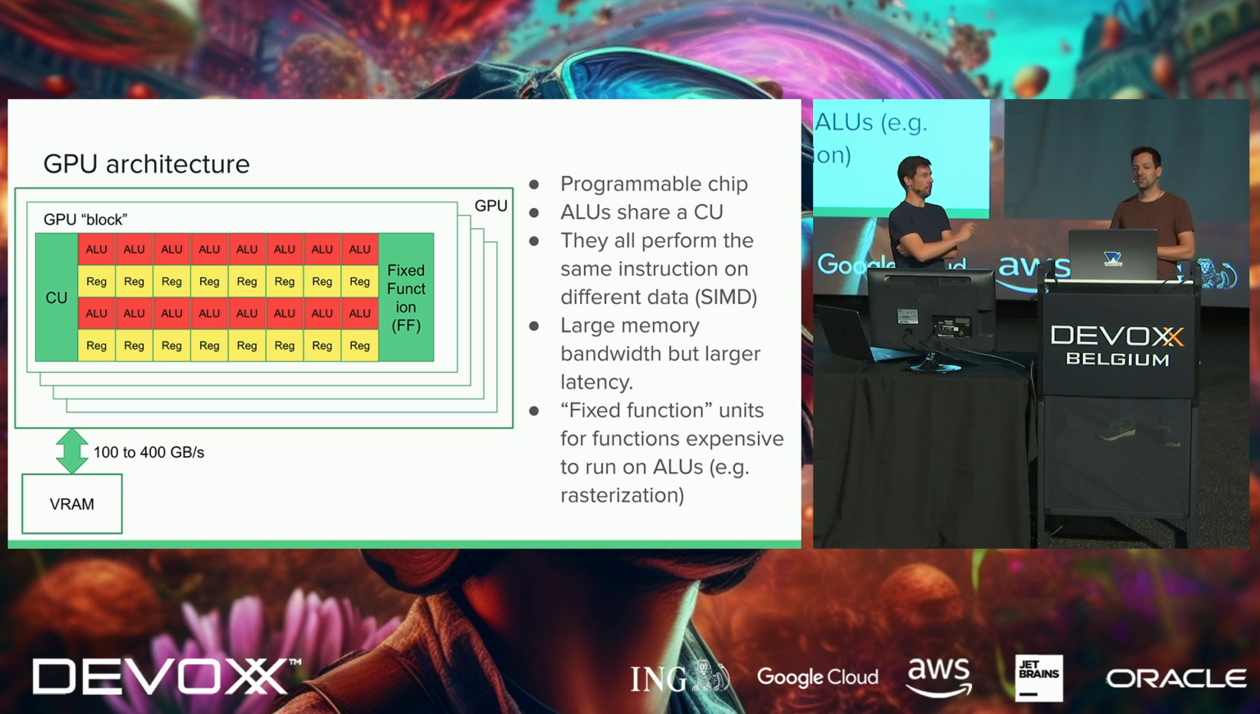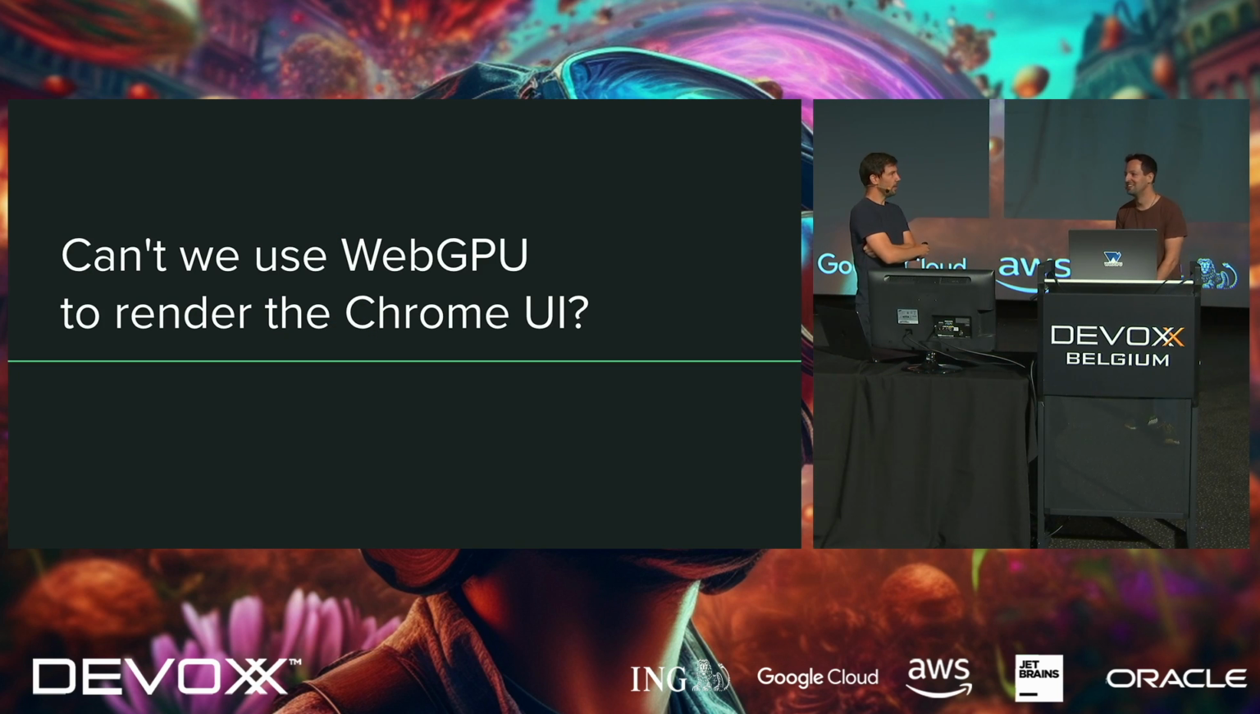I do have another question. Oh, come on. If WebGPU is so great, why don't we use it to render the Chrome UI? Like, I mean, the buttons, the menu, everything. Yes, I'm very glad you asked, François.